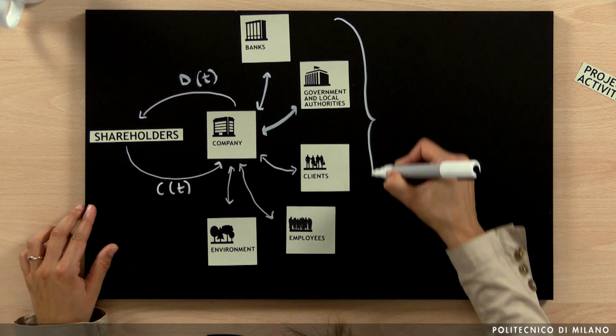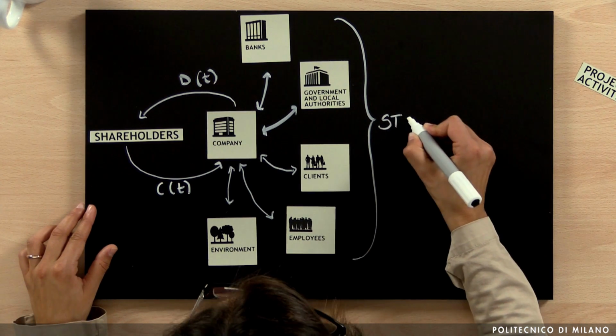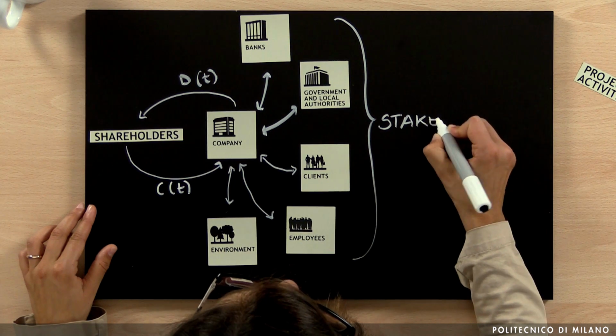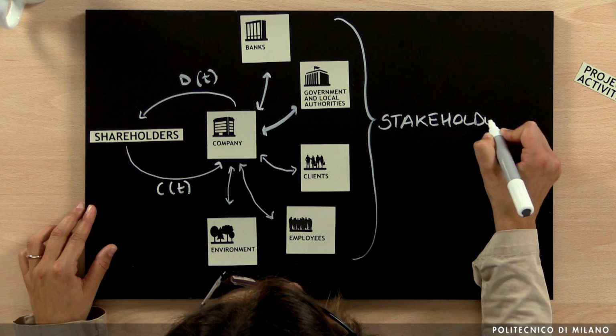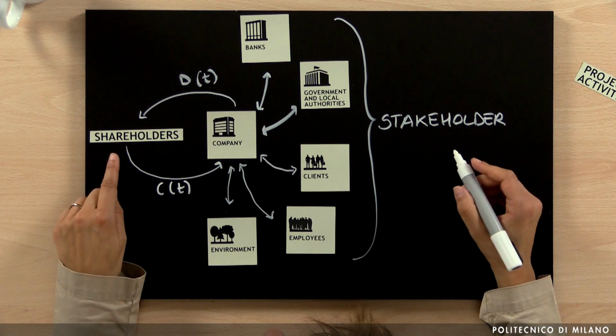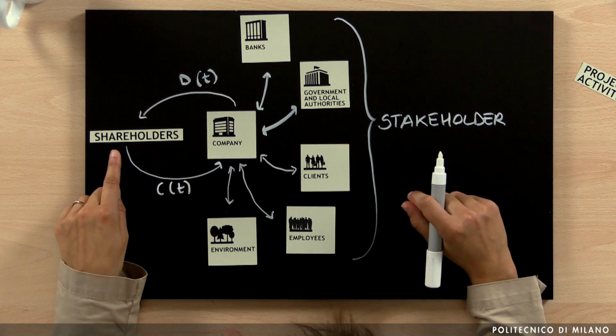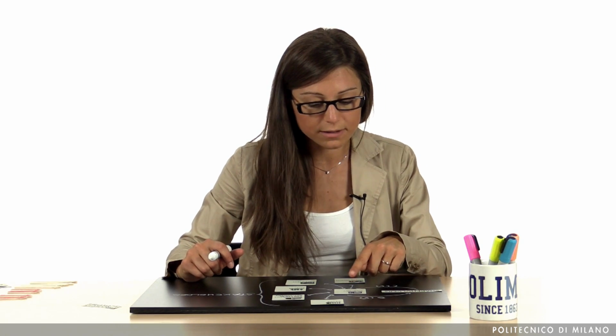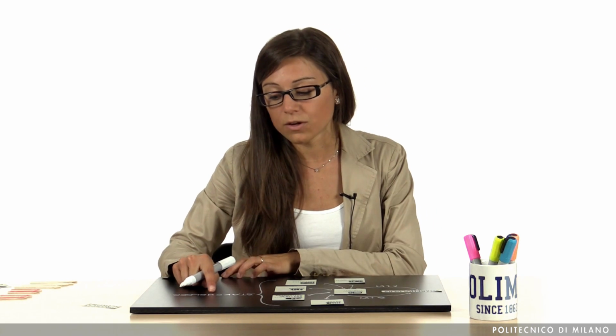All of these categories of factors with which the company interacts can be defined as stakeholders. So this is another keyword that we should keep in mind: stakeholder. To sum up, what's the difference between shareholders and stakeholders? The shareholder owns a portion of the company because he has the share, so he puts the capital inside the company and receives back the dividend if the company is performing well. While stakeholders do not own the company, but they are just interested in how the company is performing because they have some relationship with the company itself.